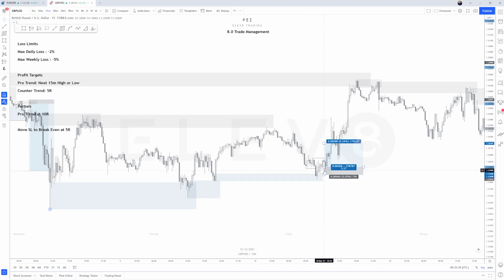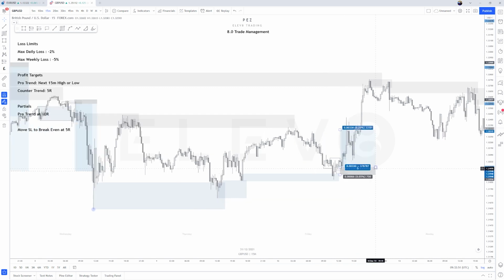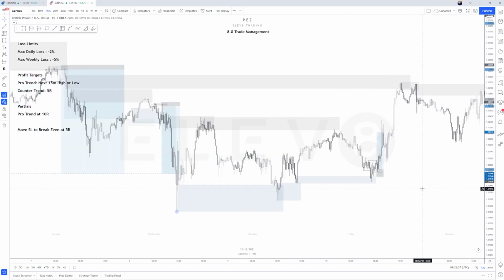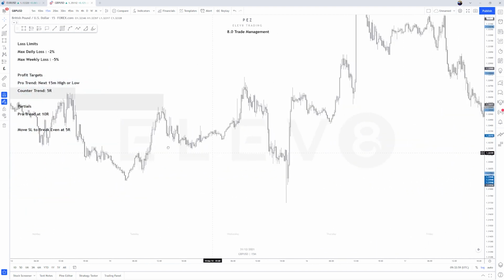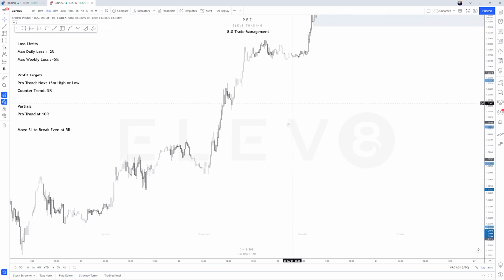We enter here off of this sweep. This wick swept this low, so we enter there. And our target here, because we're counter trend to the 15-minute, we target 5R there. And as you can see, we run straight to target and full TP. And then I think there's one more.